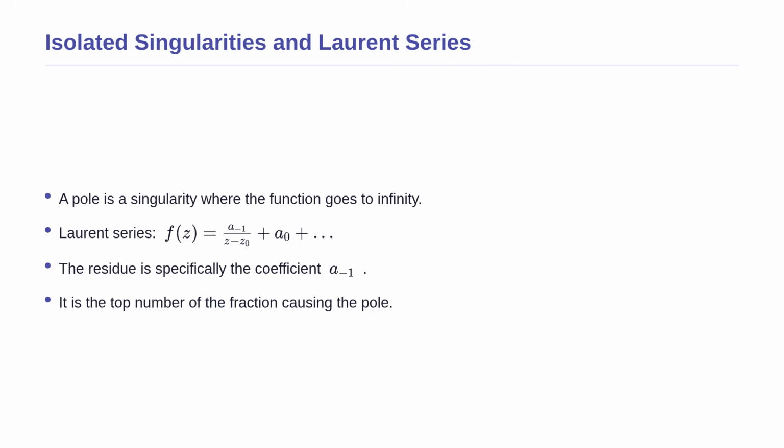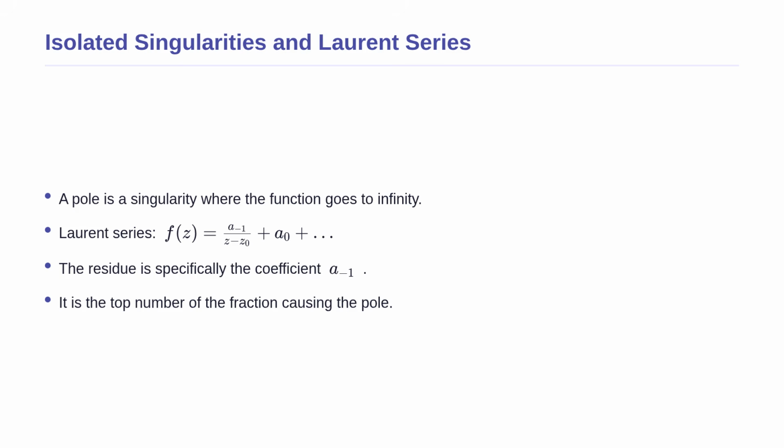Moving from our visual analogy to formal mathematics, we first define an isolated singularity. This is a point where a function is undefined or broken, but works perfectly fine everywhere immediately around it. A pole is a specific type of isolated singularity where the function shoots off to infinity, much like how 1 over z behaves when z is 0.